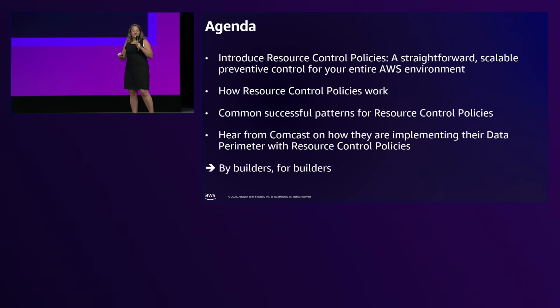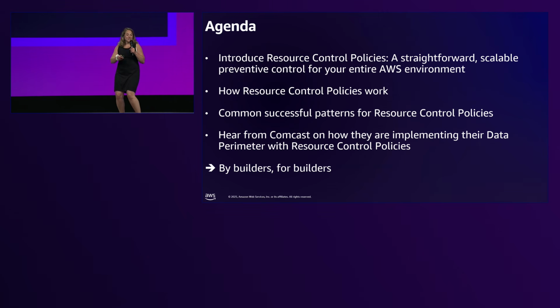I'm going to give you a few cheat sheets for the common patterns that we see being effective for customers. And then the best part of this talk, I'm going to have David Hockey, who's here from Comcast NBC Universal, talking about all of the practical considerations as they roll out resource control policies over a very large AWS environment. All of the practical considerations to think about. The details here are fascinating. So that's actually the part that you came for, and it's going to be fantastic.